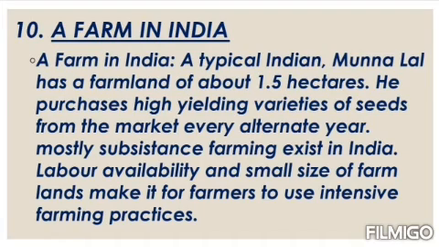The next topic is a farm in India. A typical Indian farmer, Munna Lal, has a farmland of about 1.5 hectares. He purchases high-yielding varieties of seeds from the market every alternate year. Mostly, subsistence farming exists in India. Labor availability and small size of farmlands make it difficult for farmers to use intensive farming practices.